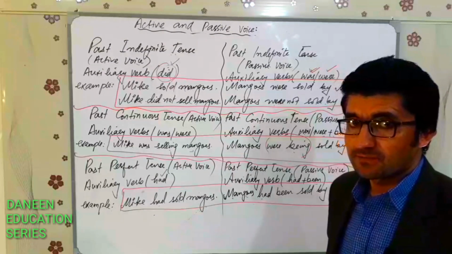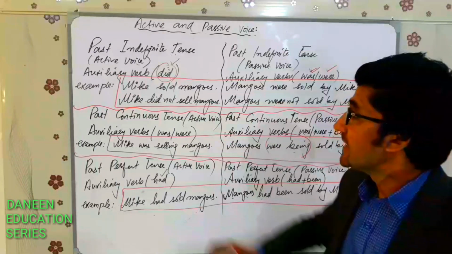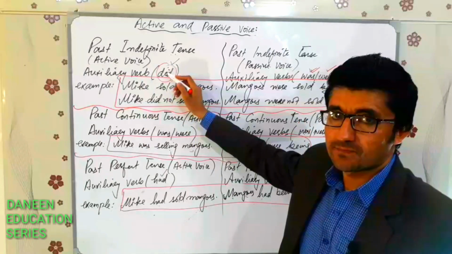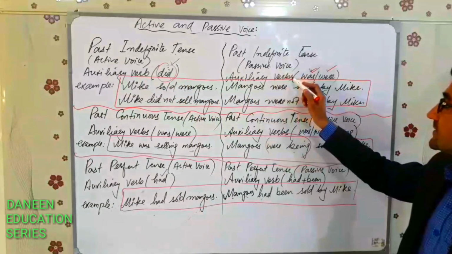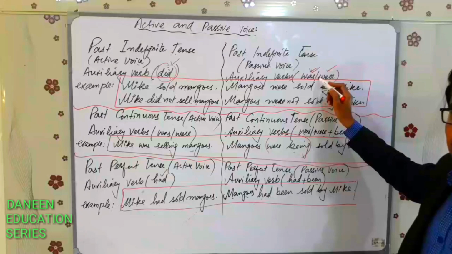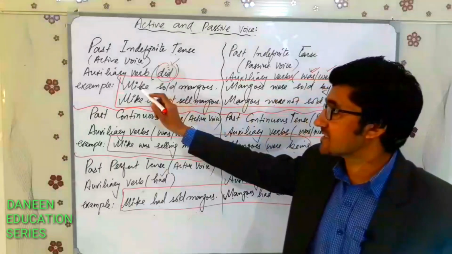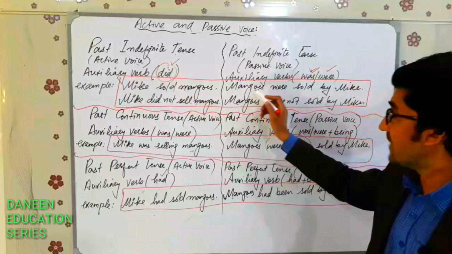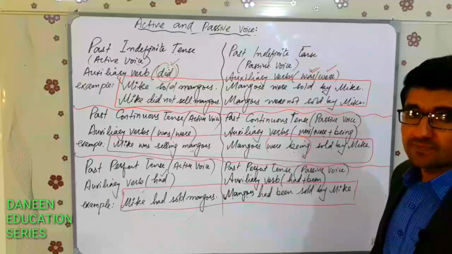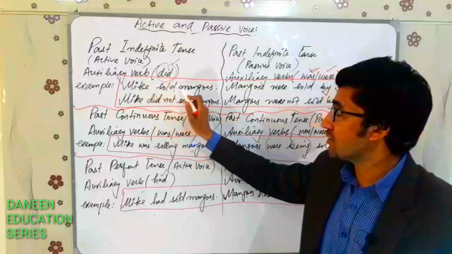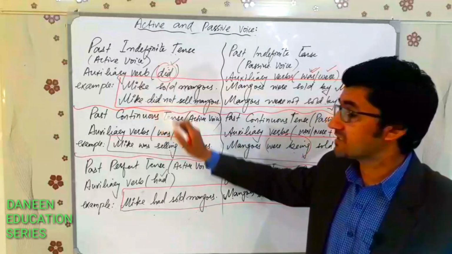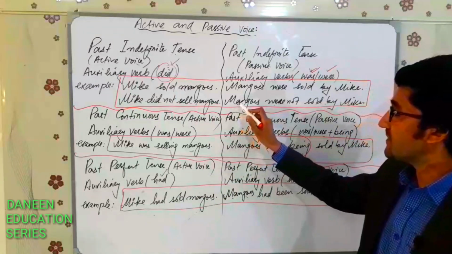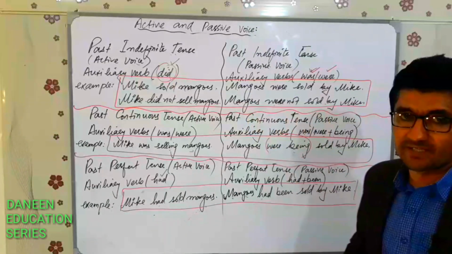Now let's talk about past tenses. In simple past or past indefinite tense, the auxiliary verb did is used, while in its passive voice, the auxiliary verbs was and were are used. Let's talk about its example. Mike sold mangoes. Its passive voice is mangoes were sold by Mike. The negative structure of Mike sold mangoes is Mike did not sell mangoes. So the passive voice of this statement is mangoes were not sold by Mike.